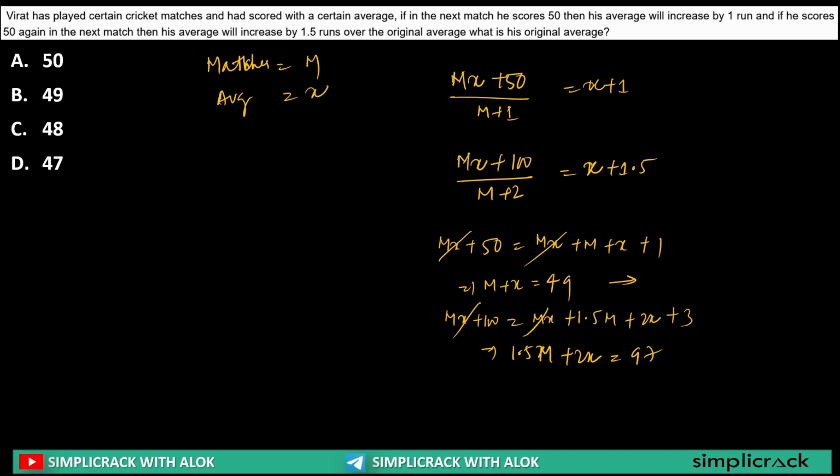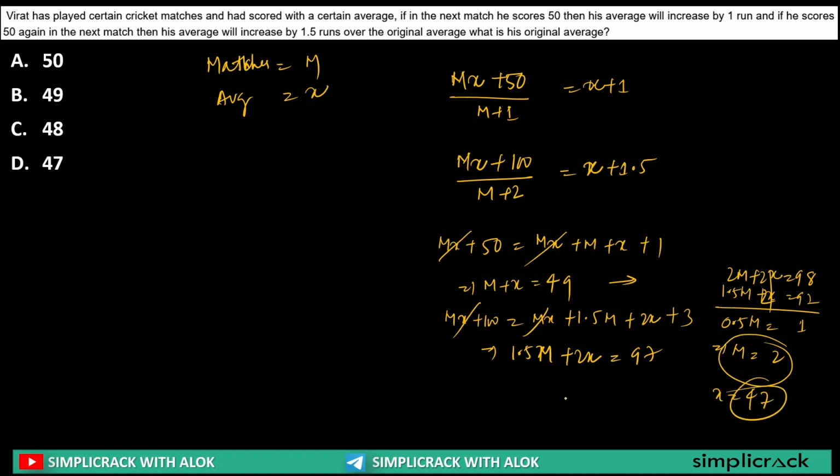Okay. So if I multiply M plus X by 2 over here, it will be 2M plus 2X is equal to 98. This one is 1.5M plus 2X is equal to 97. So 0.5M is equal to 1, X crosses out. M is equal to 2. Okay. So if M is equal to 2, then X will be 47. So the original average is what? 47.